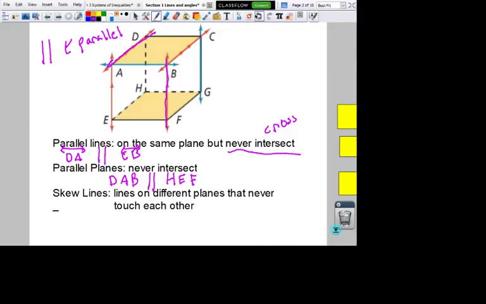But they're not parallel. Parallel means they're in the same direction. Are DA and BF going the same direction? No. One's going kind of up and right, the other one's straight up and down. These are skew lines. So line DA and line BF are skew. We don't do much with skew lines, but they're a good one. They're not as interesting as other lines.